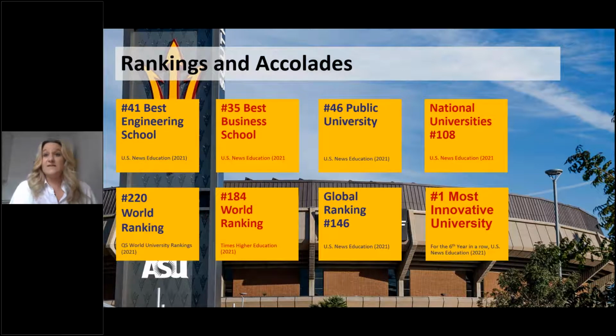So this is, for the sixth year in a row, Arizona State University has been the number one most innovative university, which is a really high accolade for them because it shows the strength of their programs, and it also shows the strength of them as a university. It is what they believe and what they actually act on as well.